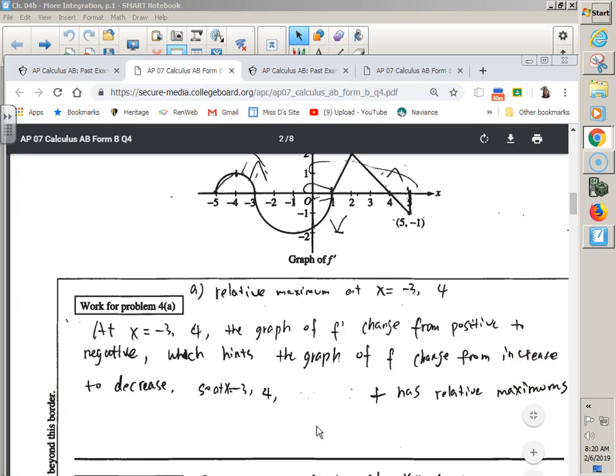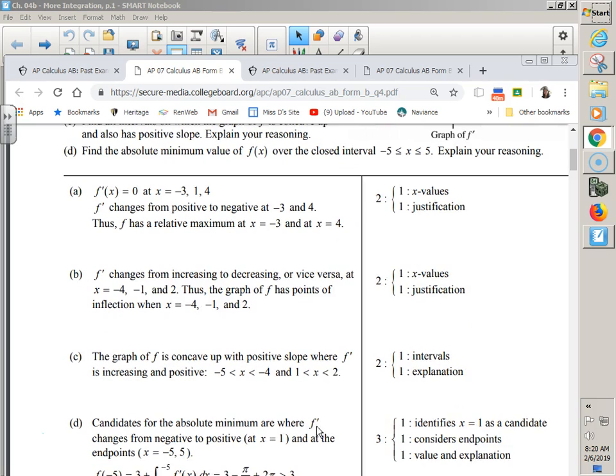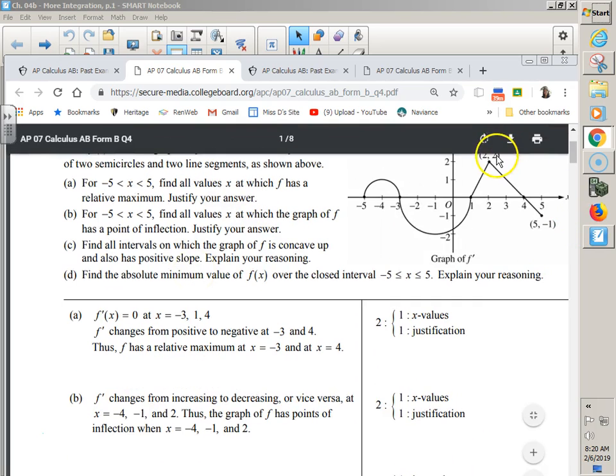How many of you guys would have gotten at least one of those 2 points? You figured out where they were. Good. Keep your hands up if you think you could have gotten the justification. Cool. The rest of you guys, do we know now?